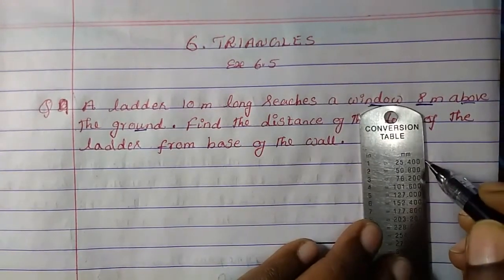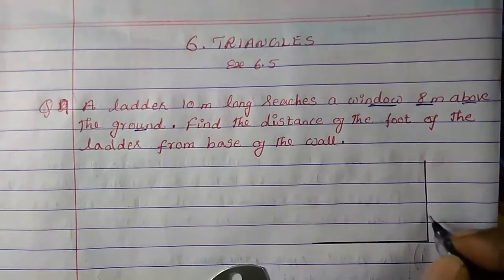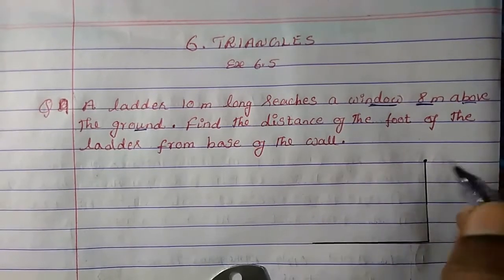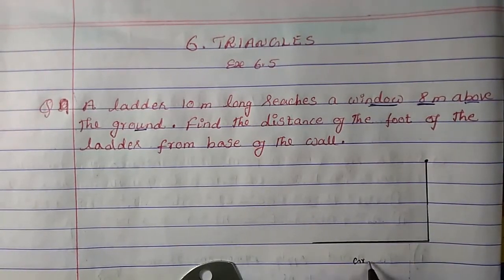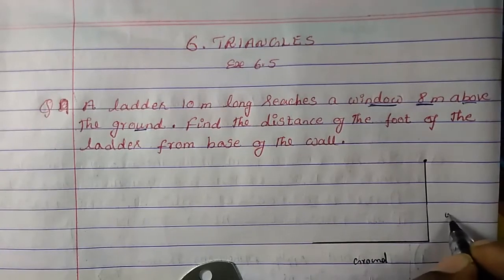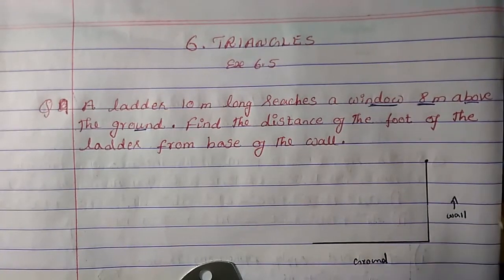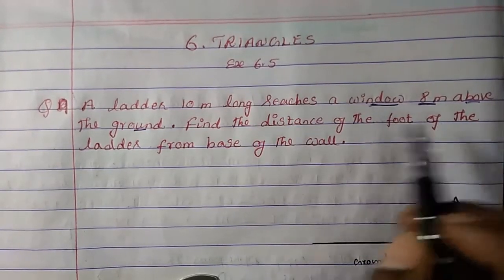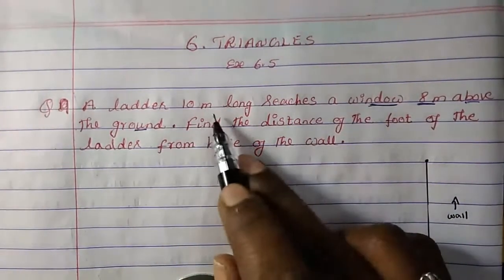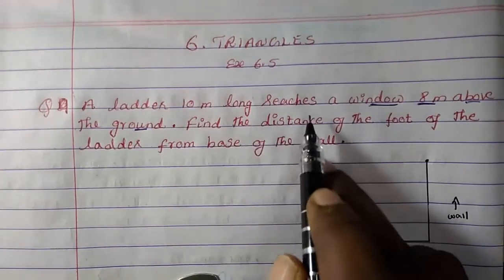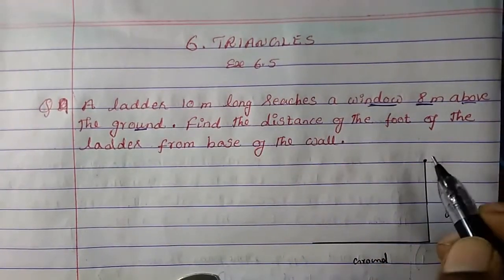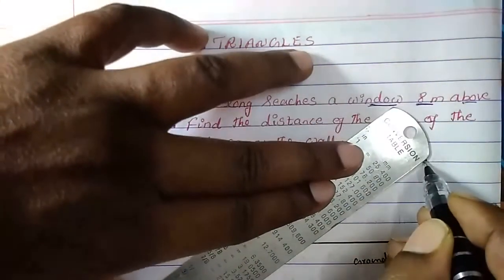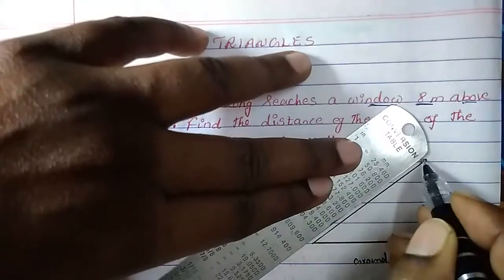So let's consider this is the wall. So window will be here somewhere. This is ground and this will be wall. So window will be here somewhere, and then a ladder 10 meter long reaches a window. So window is here. A ladder will be reaching to the window. So I'll draw like ladder will be mostly like this.